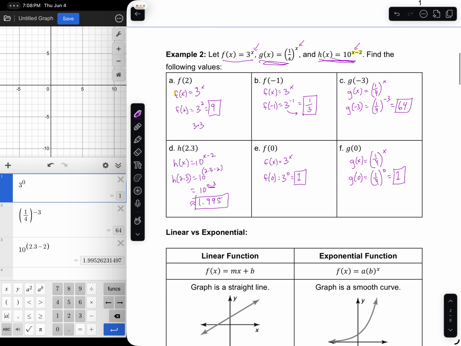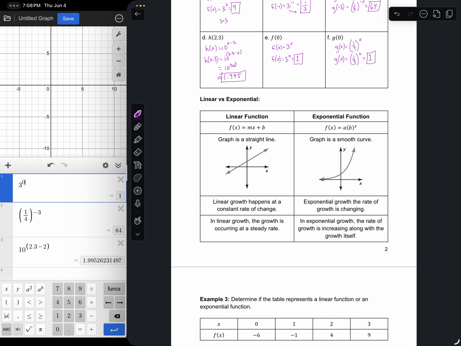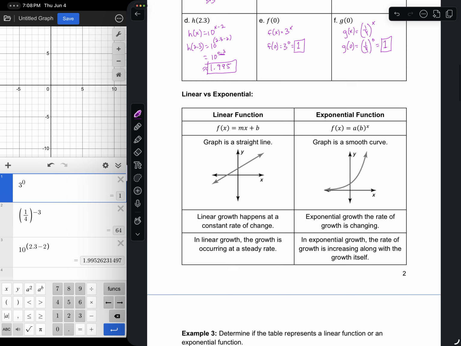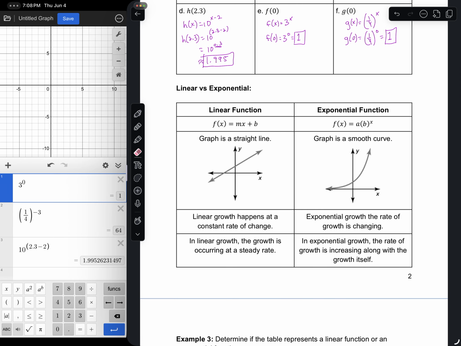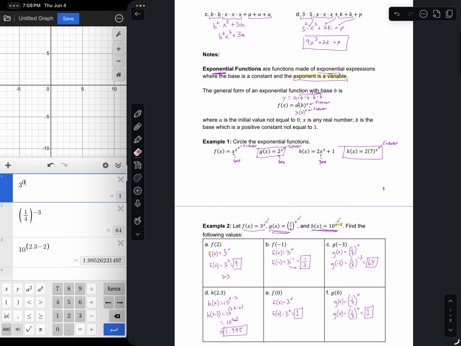All right, so now we're going to look at linear functions versus exponential functions. Actually, we're going to stop this video here, and I'm going to make a separate video for linear versus exponential. This was just your intro to exponential functions.